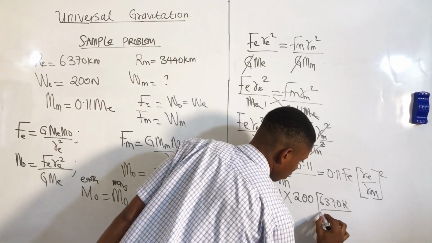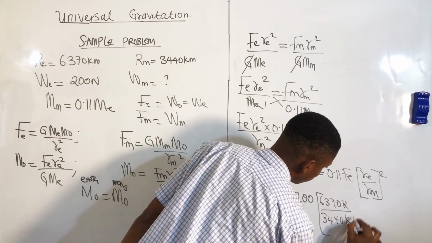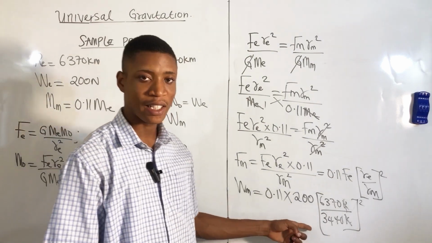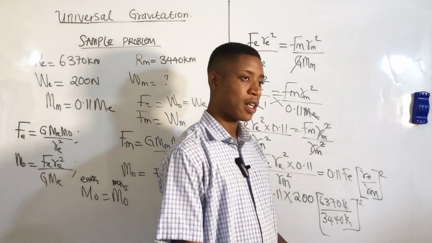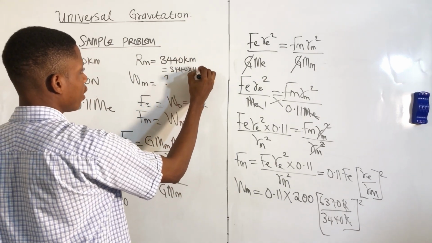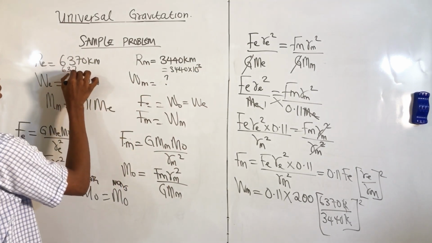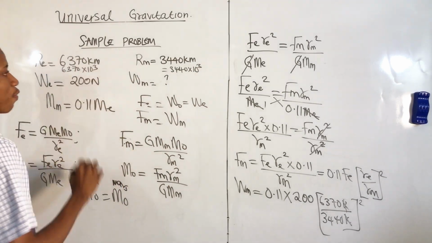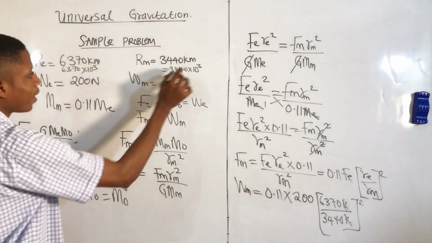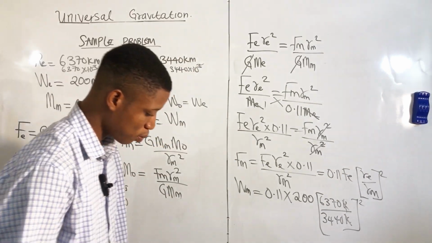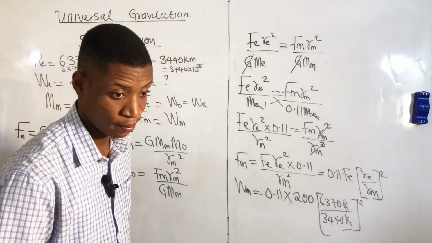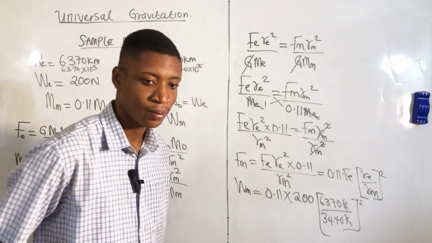Of course, this is 3440 km, all squared. The km cancel, so there's no need for us to express it. That's why I did it like this. There's no need for us to add 10 raised to power 3, because normally this is 3440 times 10 raised to power 3, and this is what? 6370 times 10 raised to power 3. But for the fact that we are seeing two of them standing as the denominator and numerator, this will cancel this, and we'll go on to input our parameters and get the value of the weight of the object on Mars. So let's punch that into our calculator.